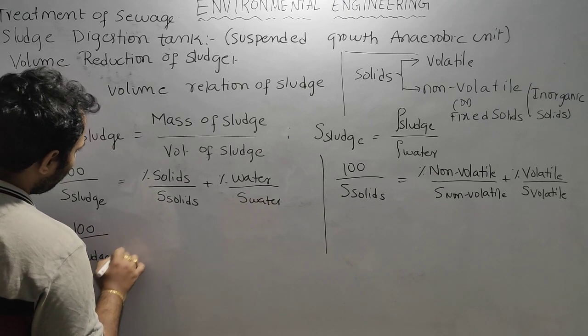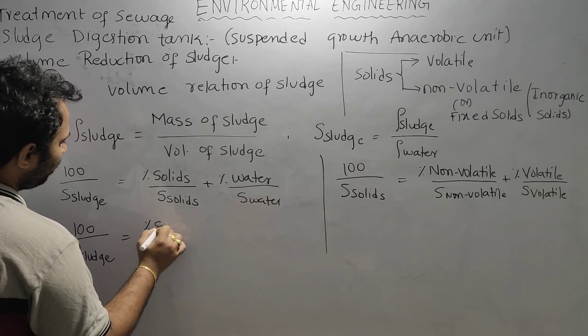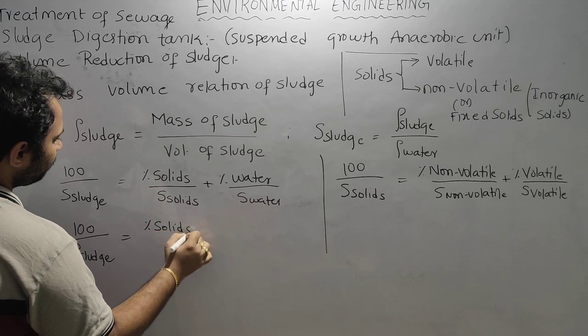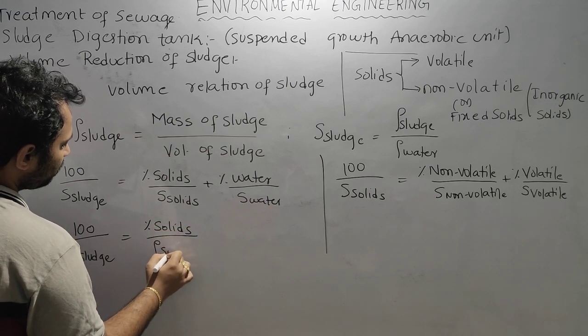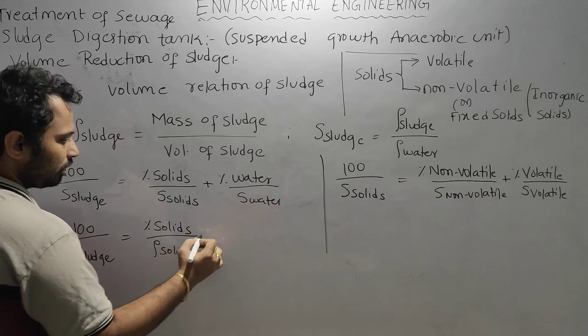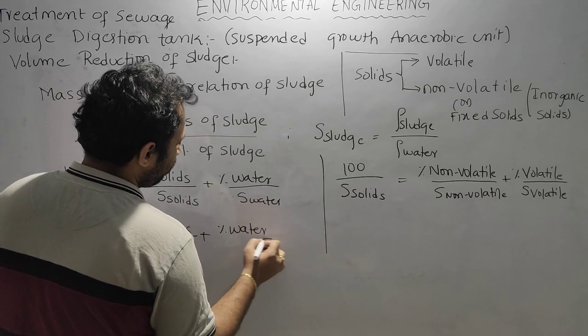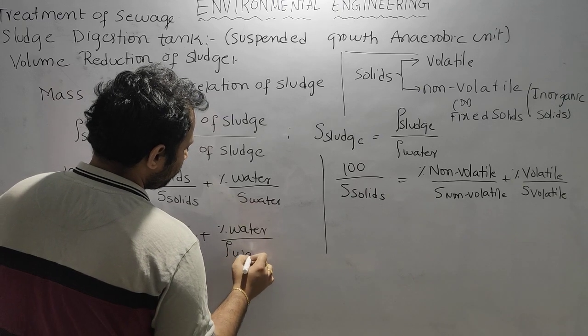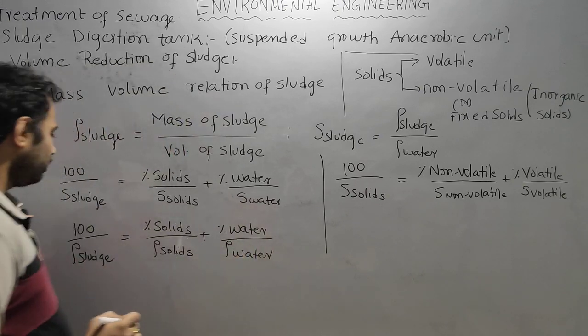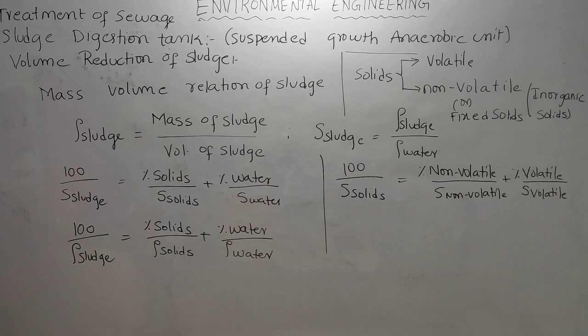In the same manner, we can find the density of the sludge also. Rho of sludge is equal to percentage solids by rho of solids plus percentage water by rho of water. These are very useful formulas for us in the GATE examination. They will definitely ask us to find the density of the sludge by giving us the density of the solids and the water content.